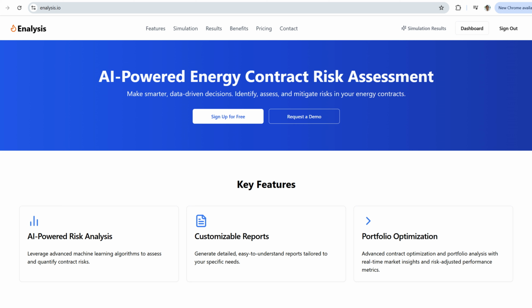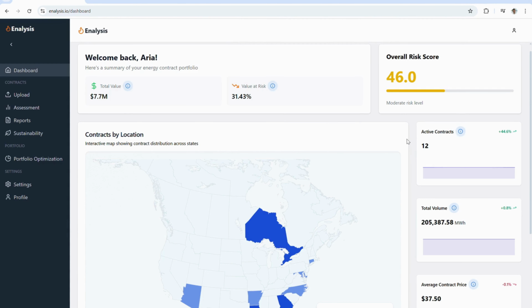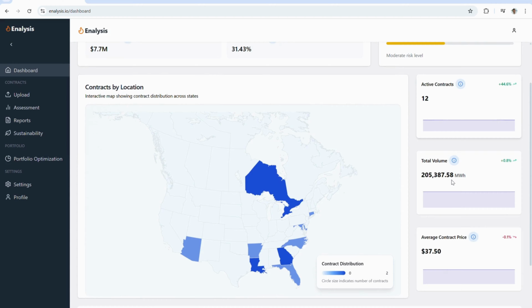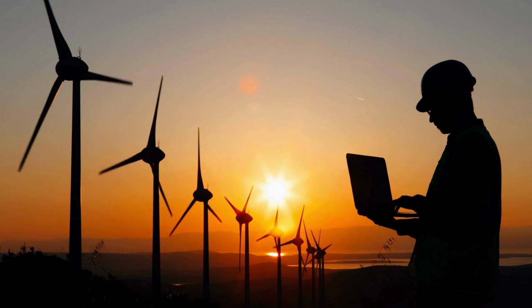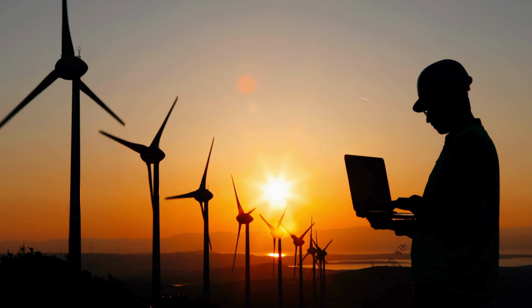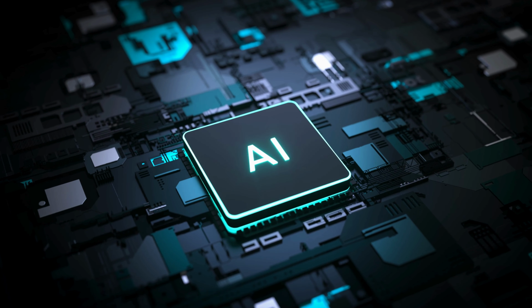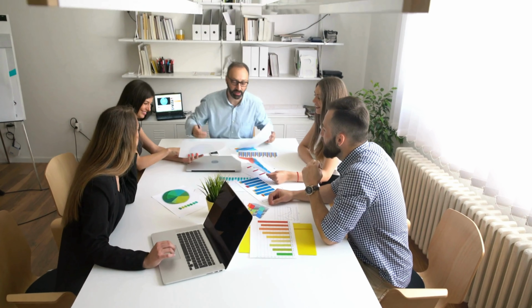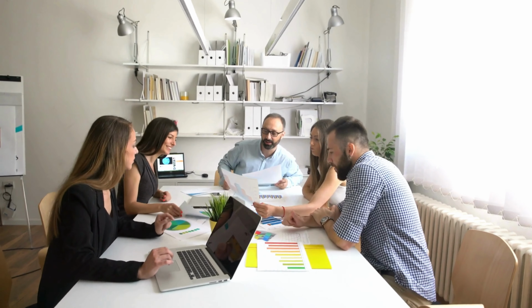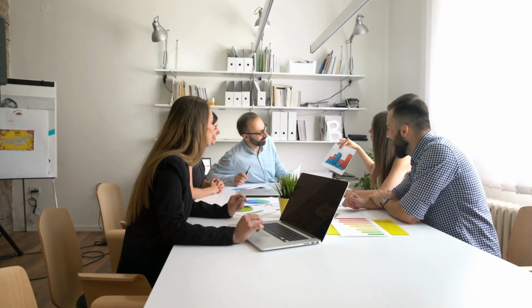Welcome to Enalysis, a cutting-edge platform revolutionizing the way energy professionals manage and analyze their contracts. At the heart of Enalysis lies AI-powered intelligence, built to help you identify, assess, and mitigate risks, empowering smarter, data-driven decisions that not only optimize your portfolio, but also maximize savings.